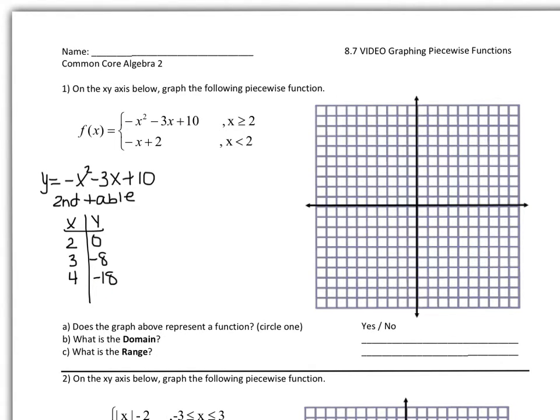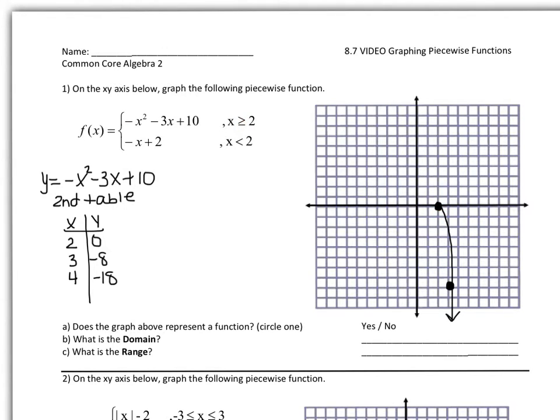So I'm going to graph this quadratic here in black. So 2, 0 is this point right here. And 3, negative 8, 3, 1, 2, 3, is right here. So that's enough. I won't even fit the 4, negative 18. And we're going to connect it. So that's part of my quadratic. Now notice that I have a closed circle here because of the line under it.